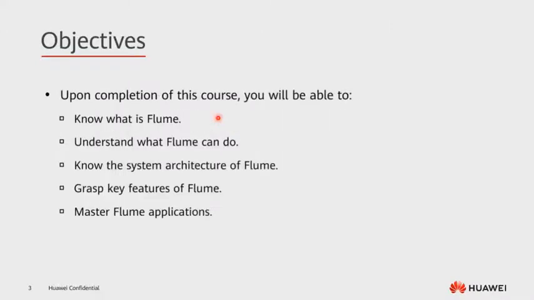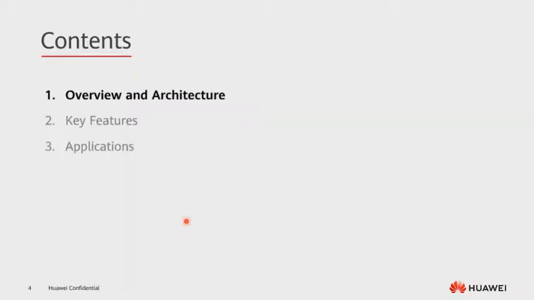We will guide you to learn the architecture of Flume and how Flume is implemented for data collection. Again, before jumping into the main lecture, at first, we can have a look at the objectives of this chapter. We hope that after finishing this chapter, you will know what Flume is, some application scenarios of Flume, the system architecture of Flume, some features of Flume, and finally, you could master how to configure Flume in real applications.